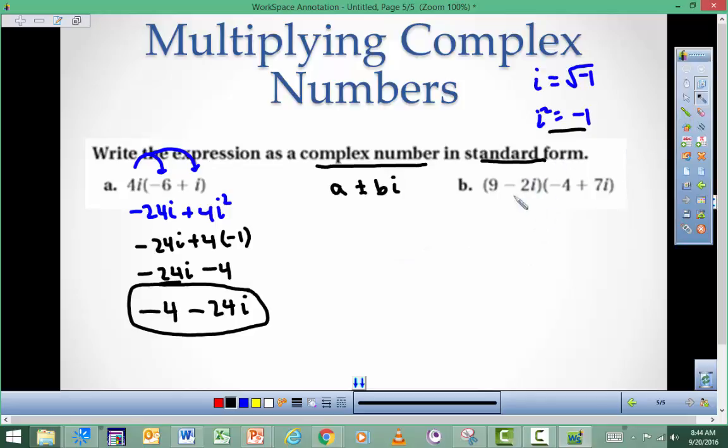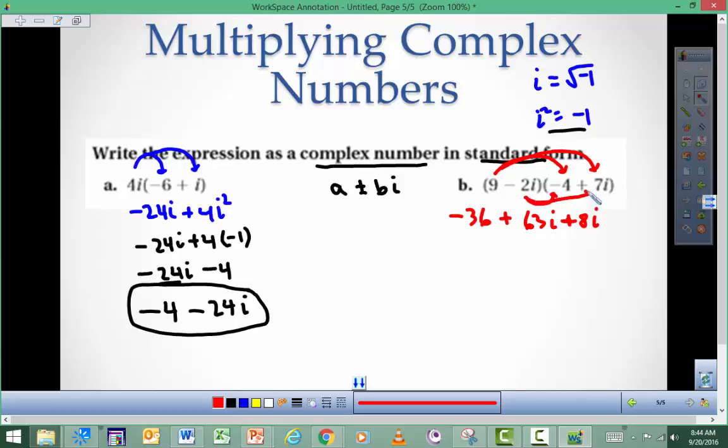Okay, so for this one over here, we'll just use our normal FOIL method. 9 times negative 4, negative 36. 9 times 7, I think that's positive 63i. And then this one times this one. A negative times a negative is a positive, so this is positive 8i. And then finally we do last times last. Negative times a positive is a negative 14i squared.